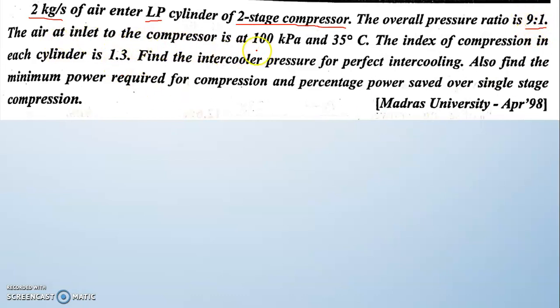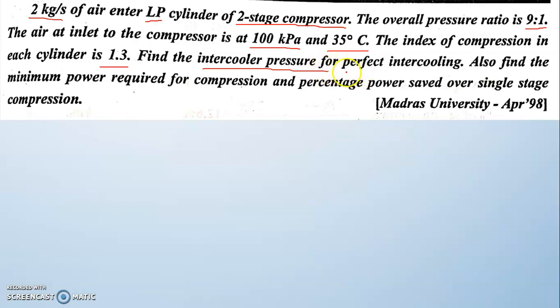The air inlet to the compressor is 100 kilopascal, so the air outlet will be 900 kilopascal, as the ratio is 9:1. The inlet temperature T1 is given as 35 degrees Celsius. The index of compression, small n, is 1.3. Find the intercooler pressure. The intercooler is fitted between the low pressure cylinder and the high pressure cylinder, so the intercooler pressure is the pressure at the exit of the low pressure cylinder, or the inlet of the high pressure cylinder.